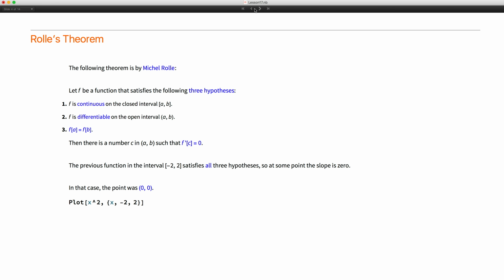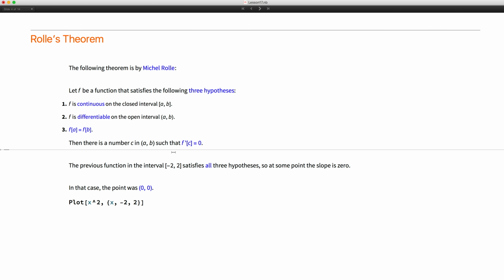So now a more formal statement of Rolle's theorem, which was proved by Michel Rolle. And what it says is that if you have a function that satisfies three hypotheses, first of all, it is continuous on a certain closed interval, it is differentiable on an open interval, and the value of the function at the left endpoint is the same as the value at the right endpoint, then there is a number c in the interval at which the derivative becomes 0.